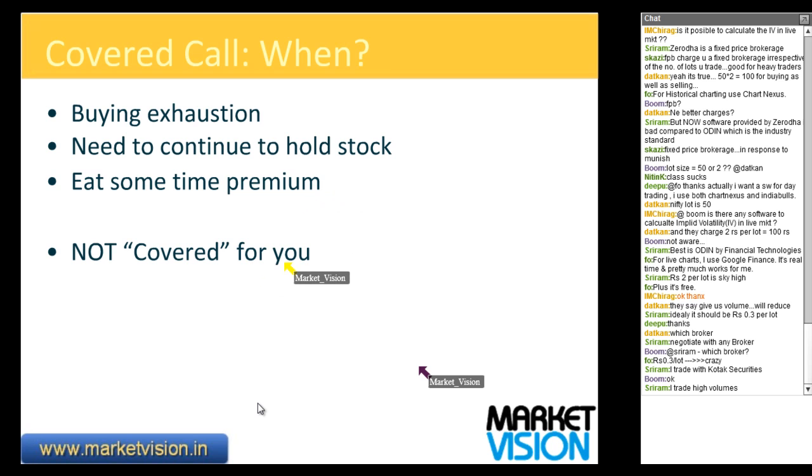But it's not covered in any way for you. That means your downside is yours. Your upside is the one that's capped. So it's not really covered for you. It's mostly covered for your broker. That's all.